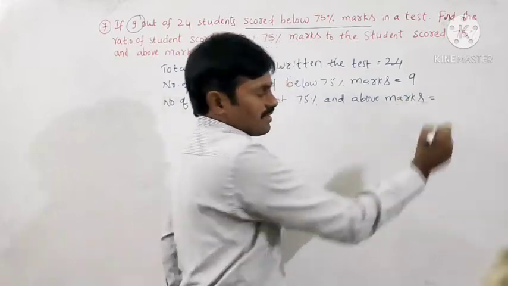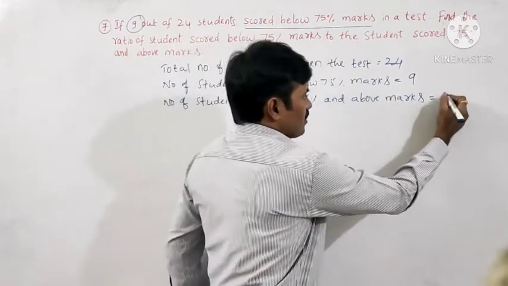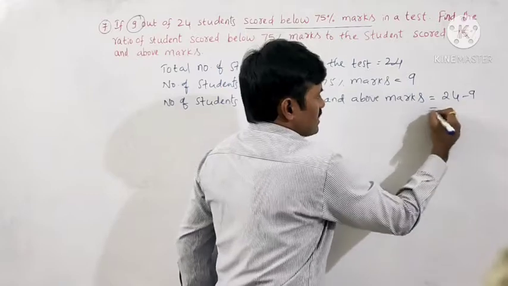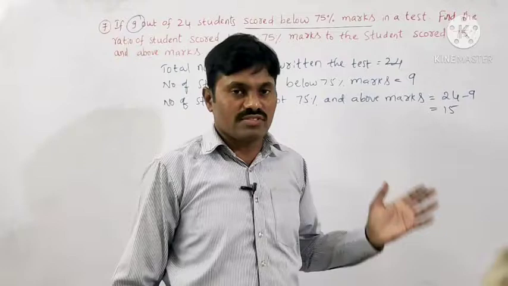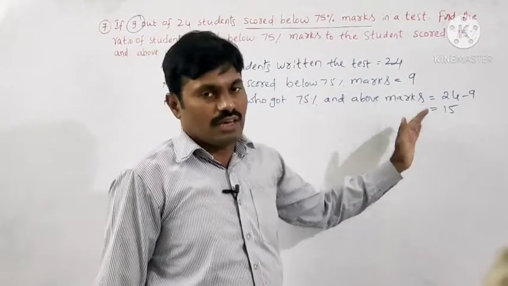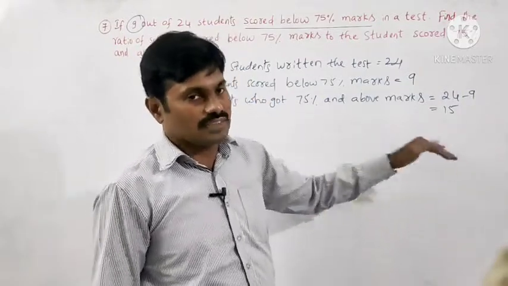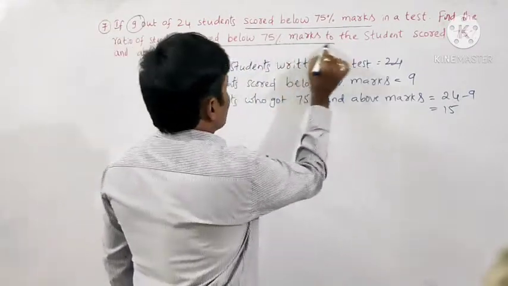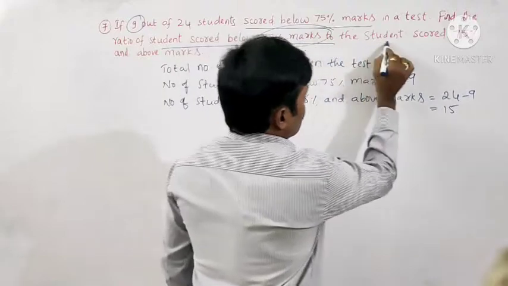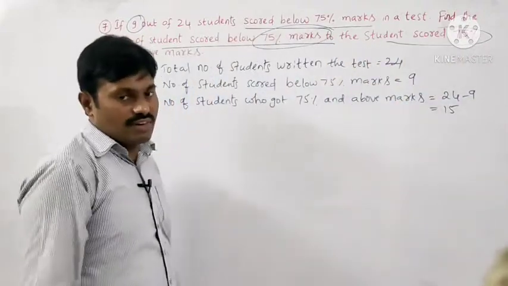75% and above marks. How many students got this? Just simple. 24 minus 9 is equal to 15 students, because 15 plus 9 is 24. 15 students got 75% and above marks. Now the required question is, they asked us to find the ratio of students who scored below 75 to those who scored 75 or above.